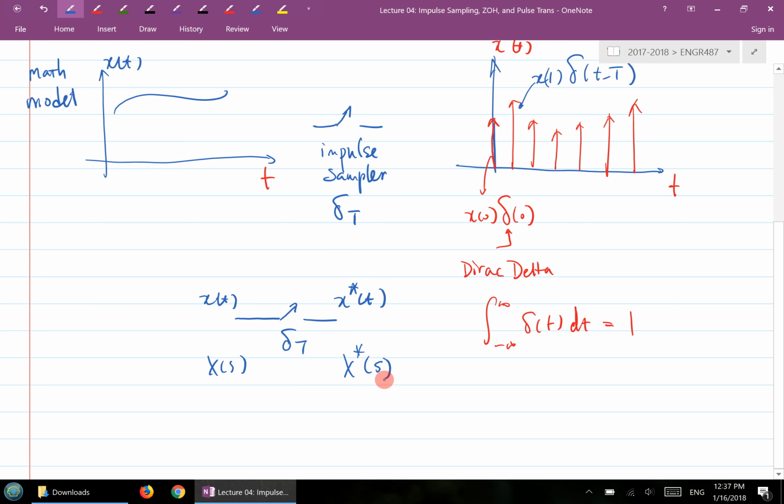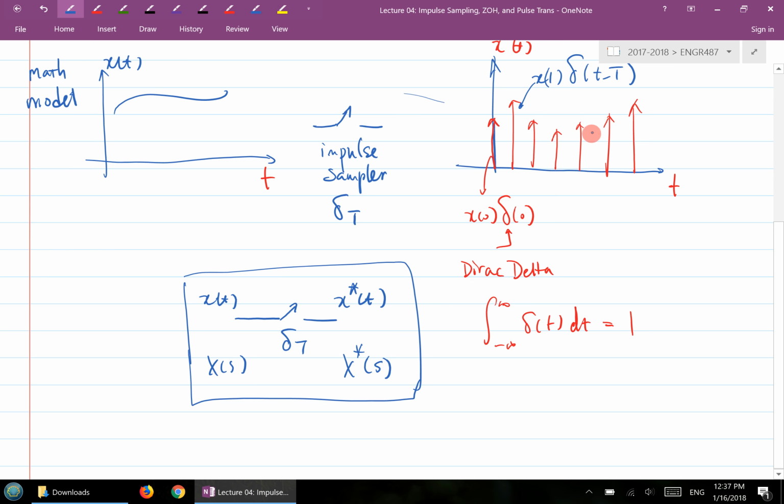We're going to talk about a new operation called the star Laplace transform. There's a connection between this x of s and the x star of s, and we'll look at that shortly. This one here is the model for this process.